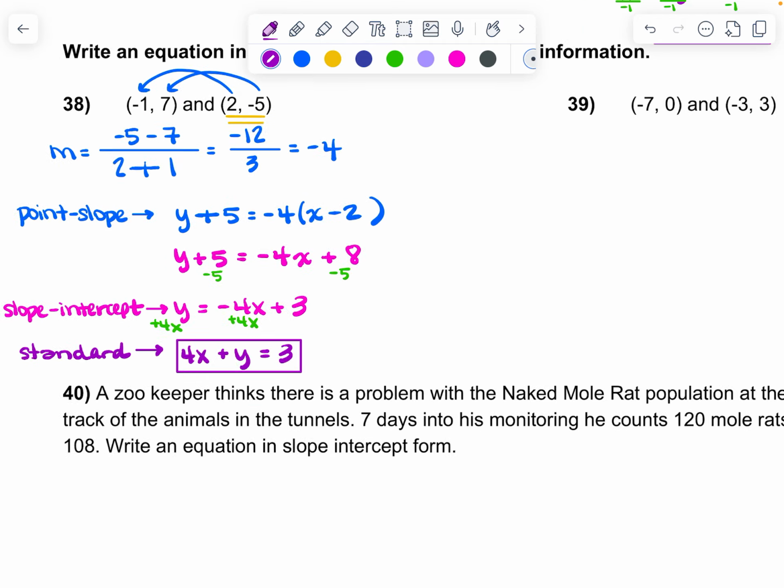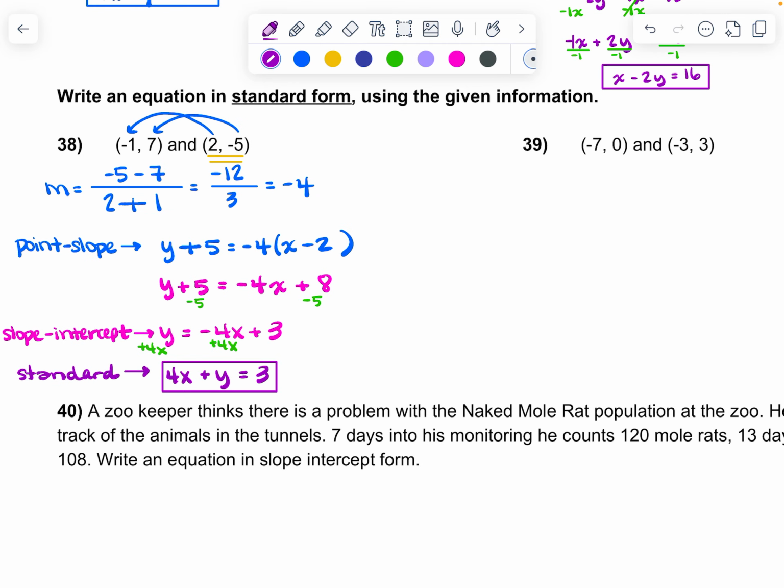So yeah. All right, but just kind of being able to go through all the forms to get to standard form. All right, doesn't look too bad. Not too many steps. All right, let's do all that one more time.